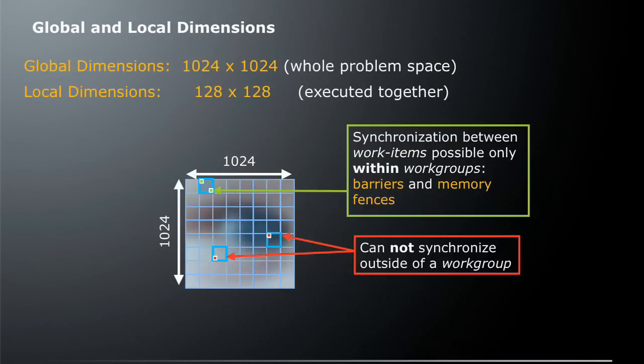The important thing to note is that for a single work group highlighted right now, we can actually synchronize between those work items. So we can use barriers or memory fences to allow those work items to communicate with each other. But if we look at two work items that are not in the same work group, such as they're highlighted now, those cannot synchronize with each other because they are not in the same work group.